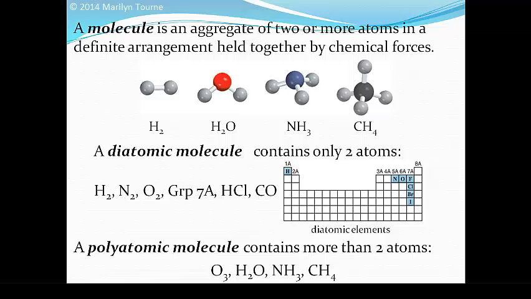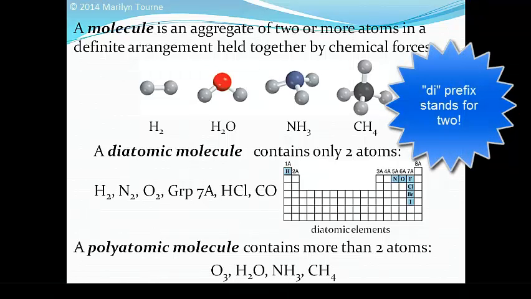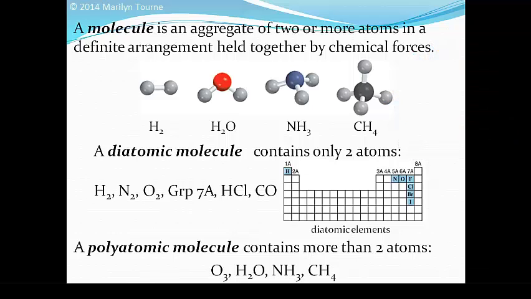What's the difference between a molecule and a diatomic molecule? Well, a diatomic molecule is exactly what the word says, di. That prefix di means two. So it contains only two atoms. A diatomic molecule only contains two atoms. I've given you some examples: H2, N2, so those only have two atoms of nitrogen, so therefore it's considered a diatomic molecule. O2, HCl, those are two atoms, and that is a molecule. And since it has only two atoms, it's a diatomic molecule, just like carbon monoxide, the last one, CO.